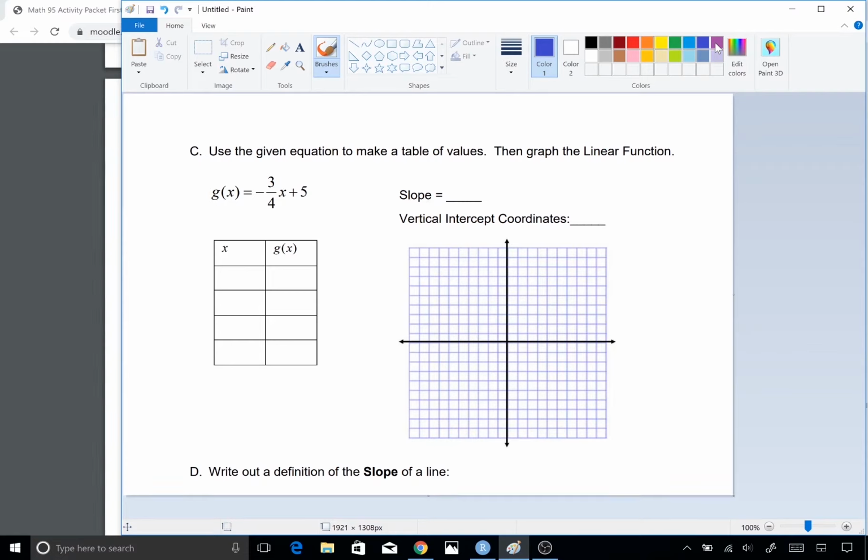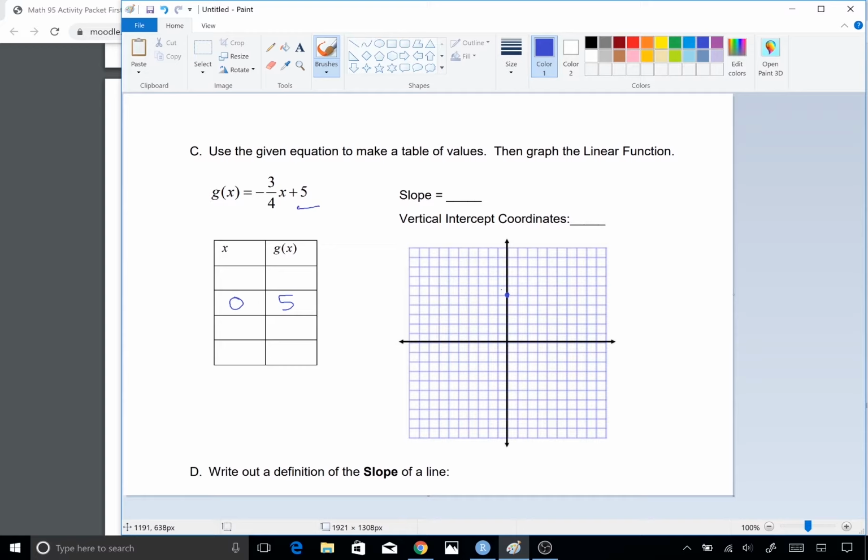Now we'll try another. I'm going to show you how I'd graph this without making a table, and you can make a table on your own to see if it agrees. The y-intercept is at 5. So when x equals 0, y equals 5. The point (0, 5) will be on there.